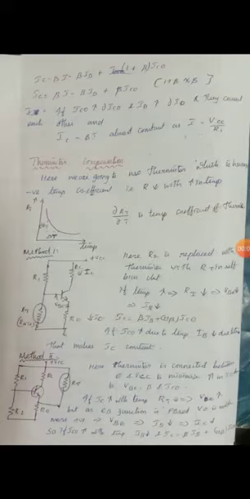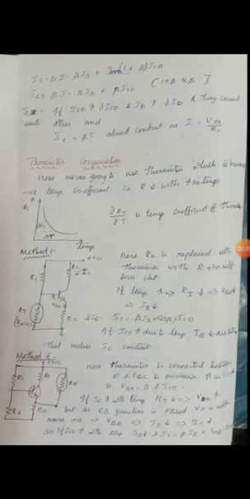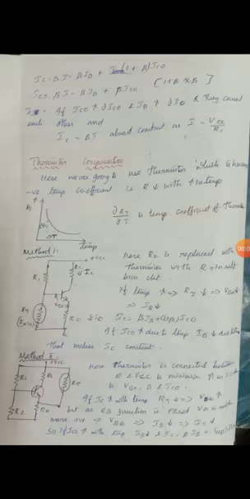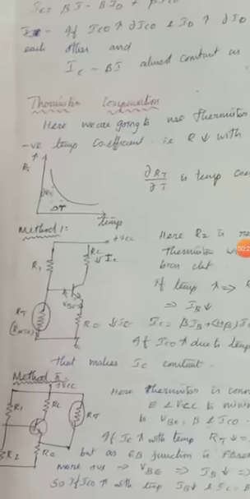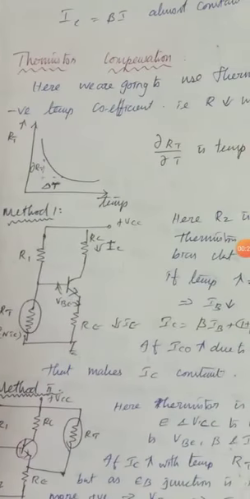Thermistor compensation. Already we have discussed diode compensation. In diode compensation we are using a diode to compensate VBE and ICO, either in the emitter circuit or used in the voltage divider circuit. Now we are going to use the next temperature sensitive device, the thermistor. This thermistor has a negative temperature coefficient, that is, if temperature increases, the value of resistance decreases exponentially.